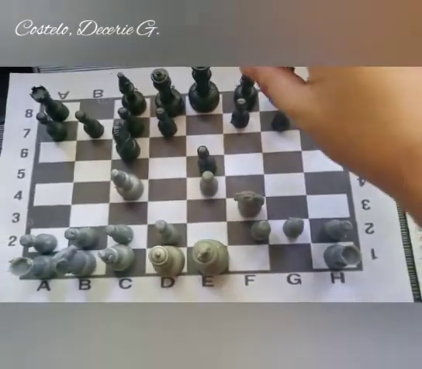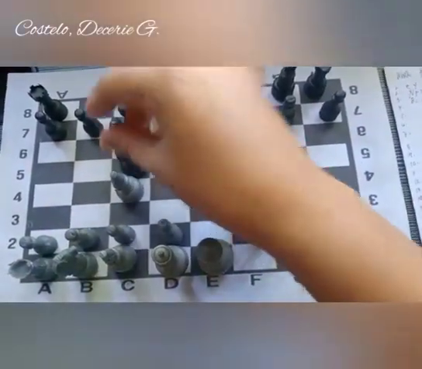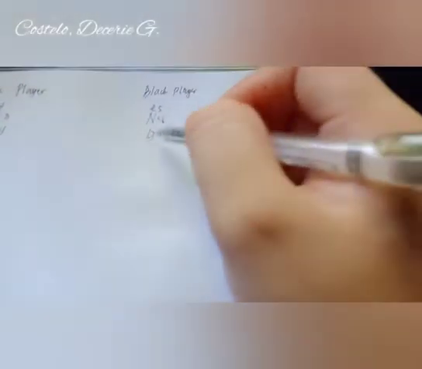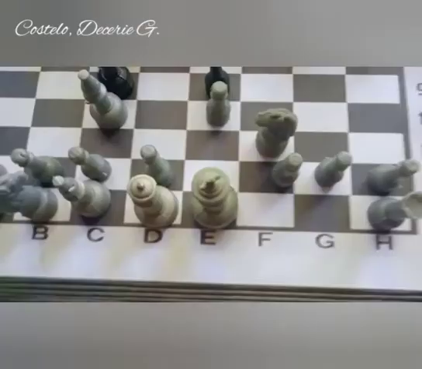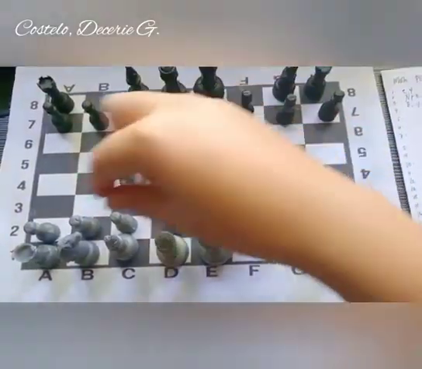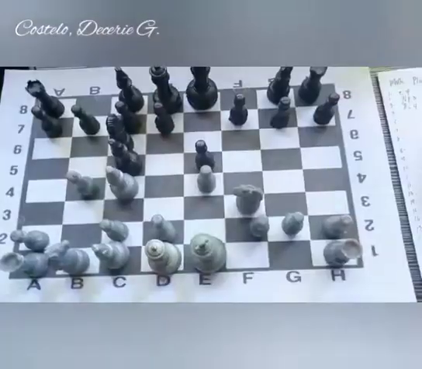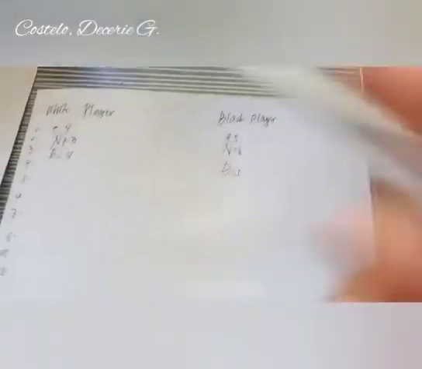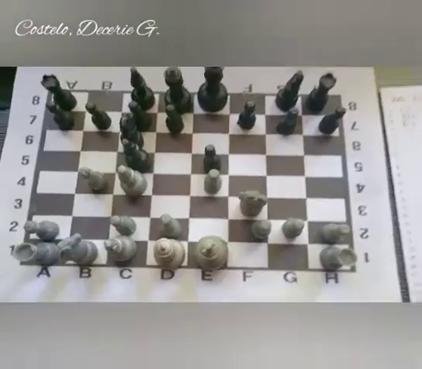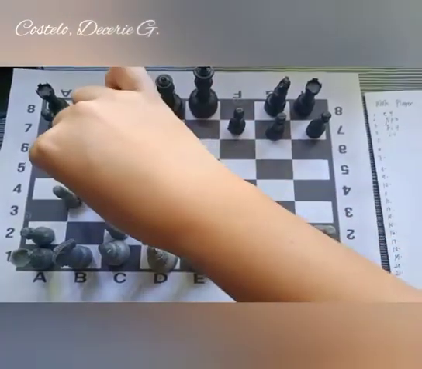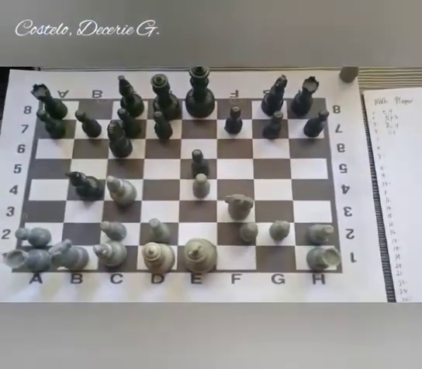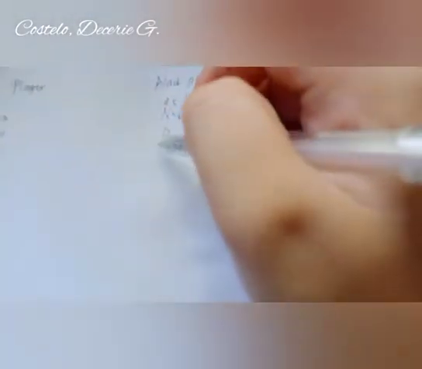So next, bishop goes to C5. So we are going to write on the black player big B, C5. Next is B4. The pawn moves to B4. Again, the pawn has no notation, so B4 for the white player. Then bishop captures B4. We're going to write big letter B, X for capture, then B4, the pawn on B4.